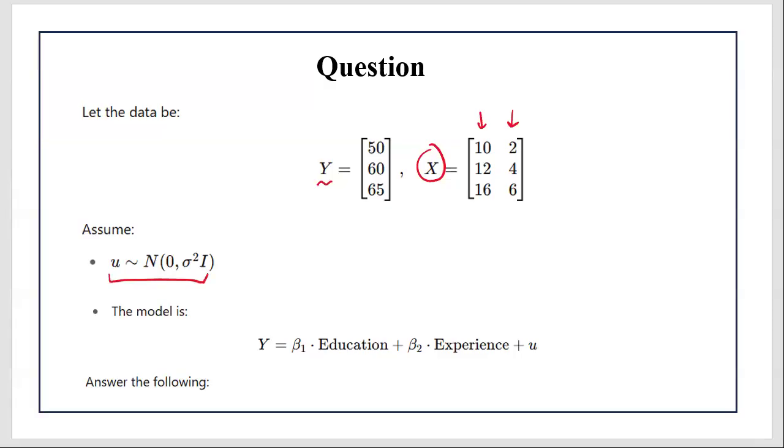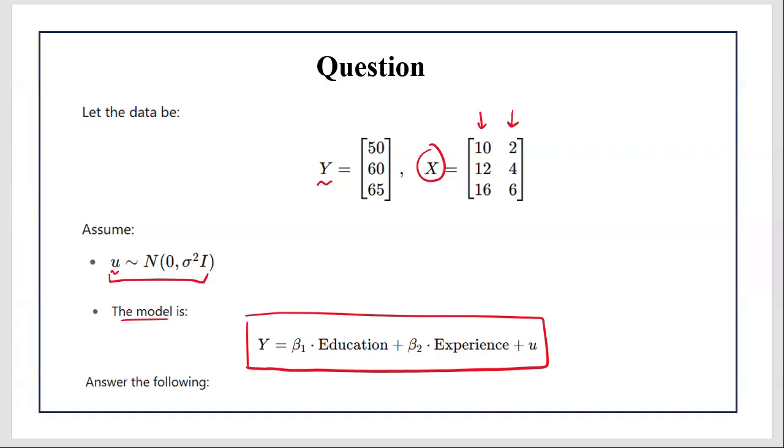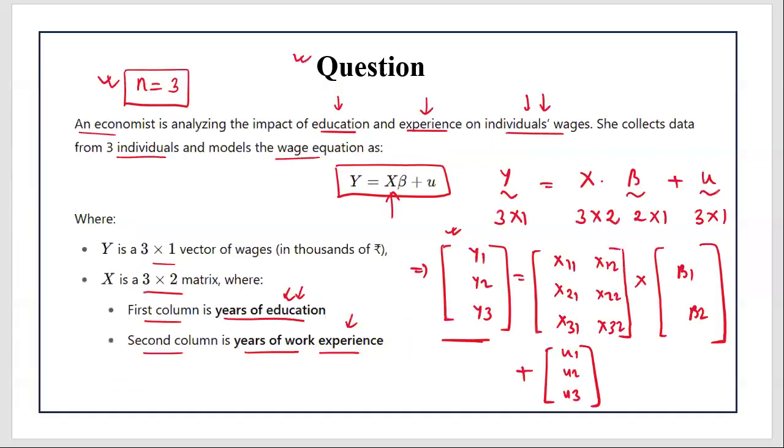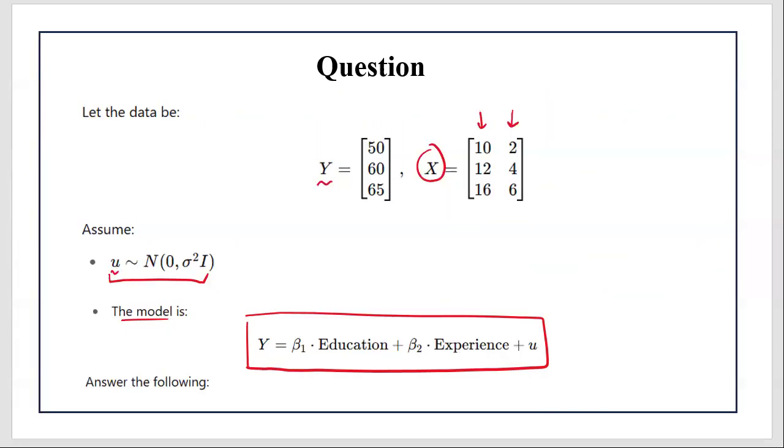And we will assume the error vector follows a normal distribution. Mean is 0 and variance is sigma square times the identity matrix. So essentially, our model looks like this: y equals beta 1 education plus beta 2 experience plus u. See, match it from here. So this is the matrix representation of this entire thing.